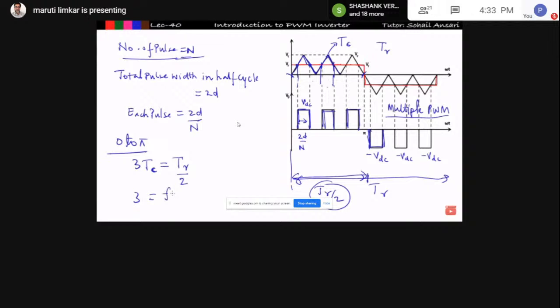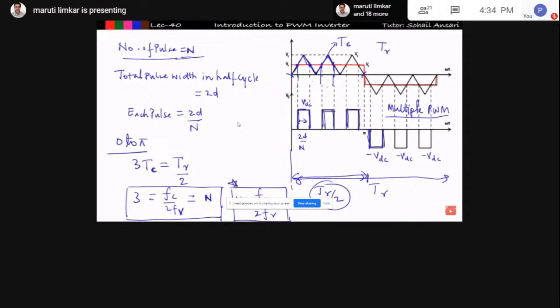So it will be equal to FC upon 2 FR, and this 3 is nothing but the number of pulses in half cycle, that is equal to N. So in order to get the number of pulses per half cycle, N will be equal to carrier frequency upon 2 times the reference frequency. Here the reference wave is a square wave and the carrier wave is the triangular wave. Got it? So in this way we can find the number of pulses.